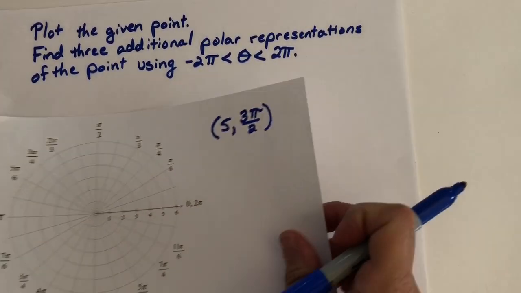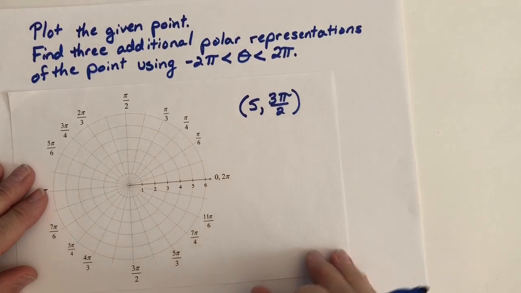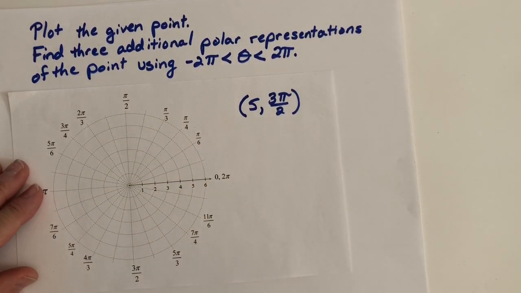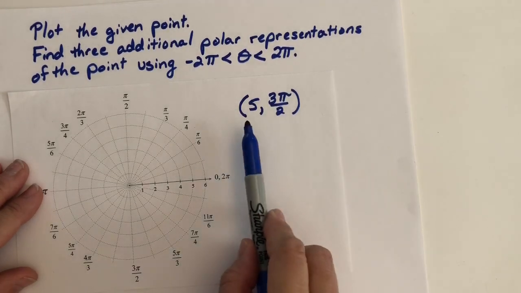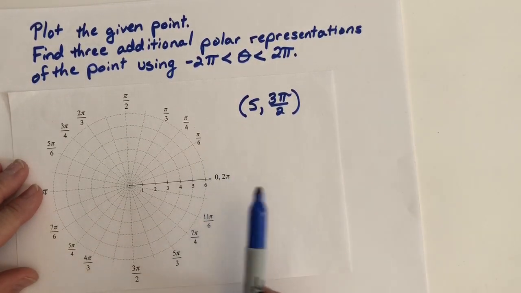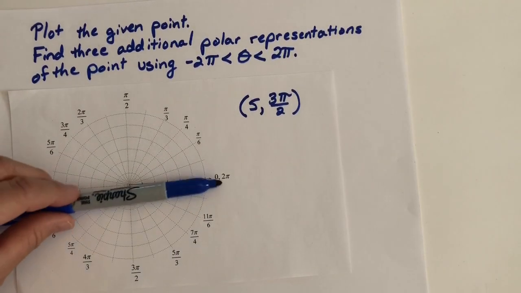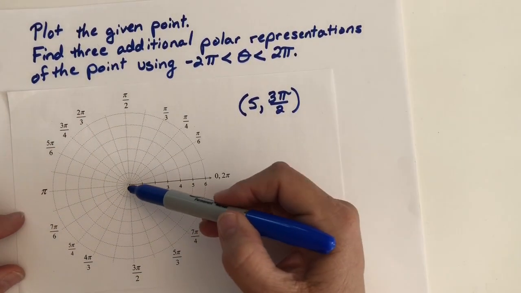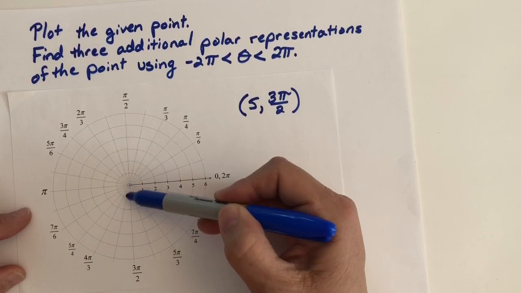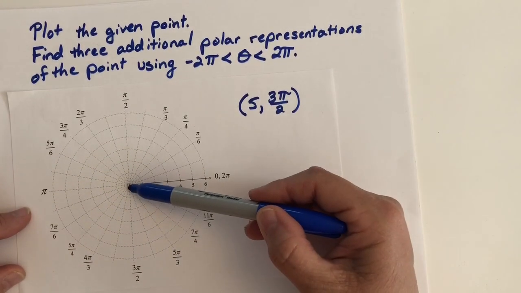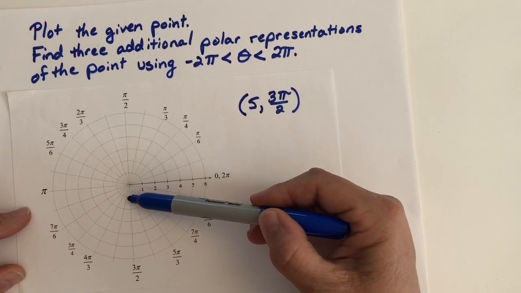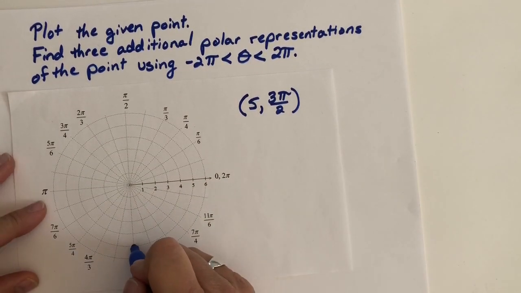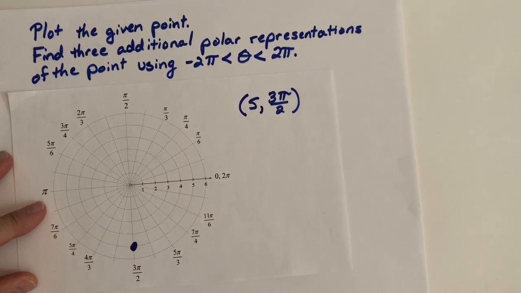So let's start with this one. 5, 3 pi over 2. So let's start by graphing it. We know we're going to turn to 3 pi over 2. So I'm here, I turn until I'm looking in this direction. I'm standing right here at the pole looking in the direction 3 pi over 2, and I travel 5 units. 1, 2, 3, 4, 5. So this is the point that we're talking about.